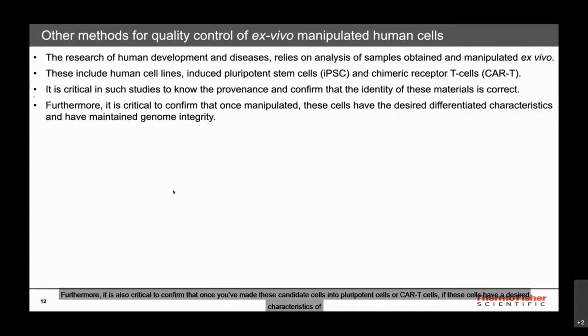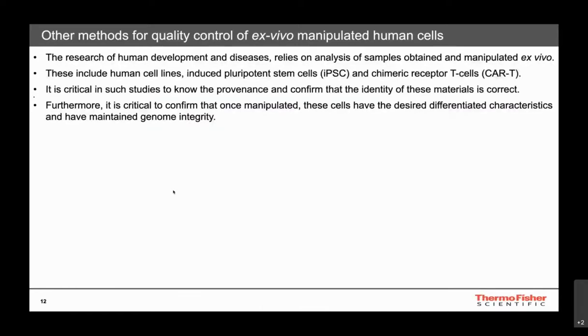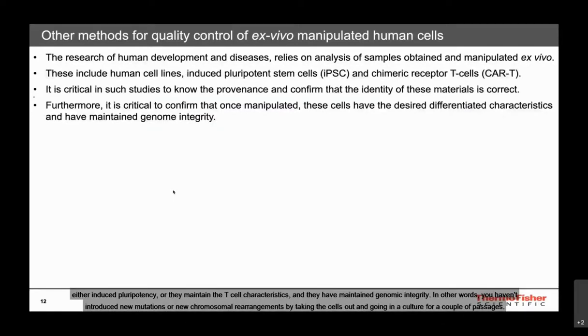Furthermore, it is also critical to confirm that once manipulated, once you've made these candidate cells into pluripotent cells or CAR T cells, these cells have the desired characteristics of either induced pluripotency, or they maintain the T cell characteristics, and they have maintained genomic integrity.